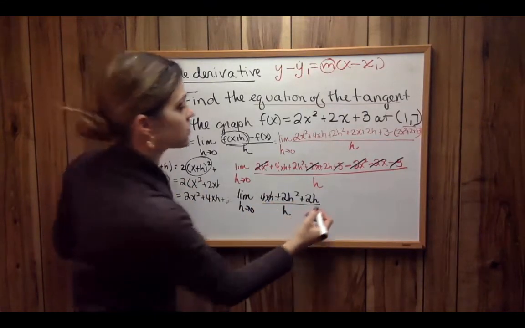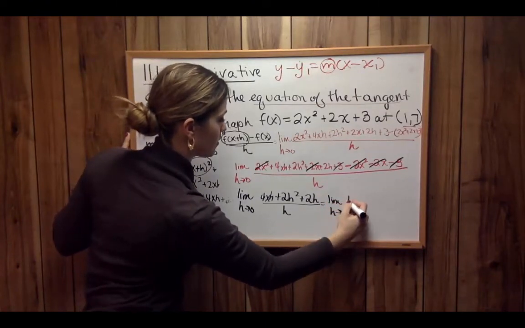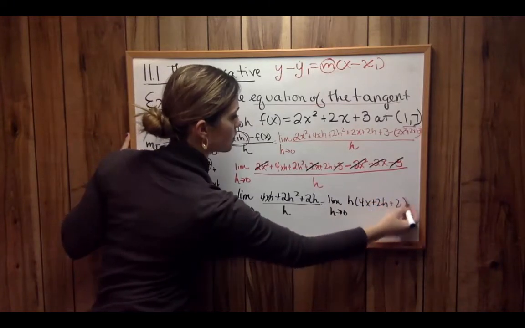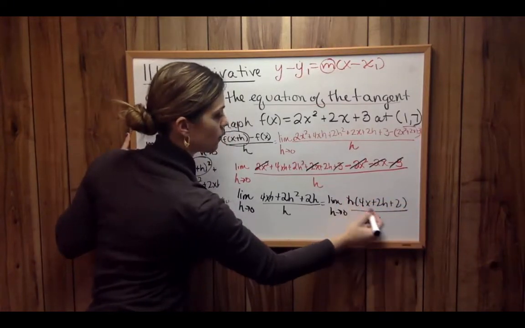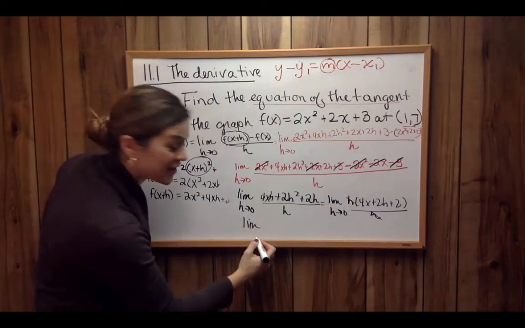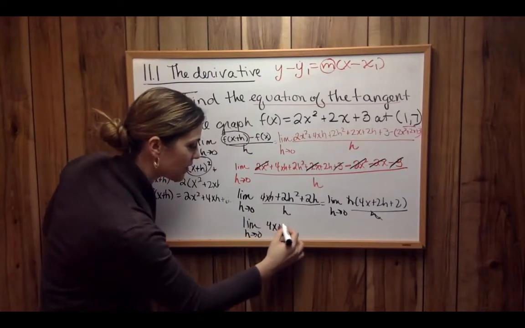Factor out the h. Limit as h approaches 0 of 4x plus 2h plus 2 all over h. Boom. Limit. I keep writing it over and over again. It's okay. You have to. You should, so you know what you're doing.